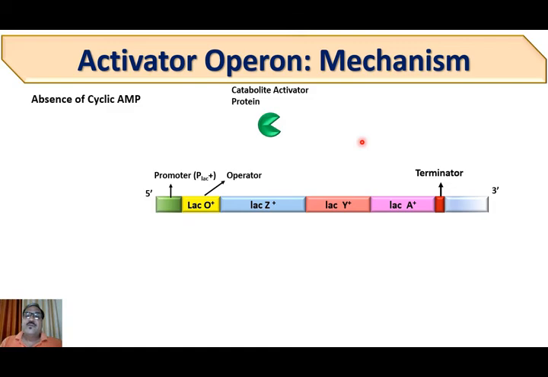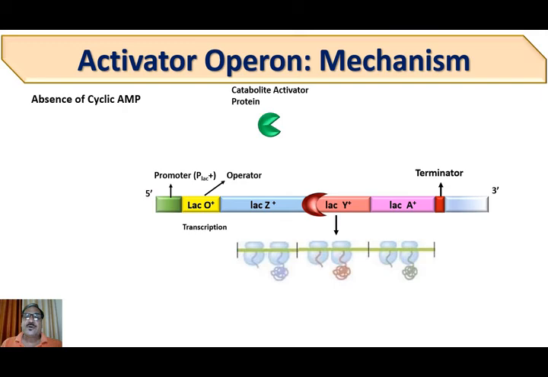Now, when there is sufficient quantity of sugar in the medium, there is no need for the alternative form of sugar. Hence, the cyclic AMP does not accumulate. So in absence of the cAMP, the CAP cannot bind with the promoter, and hence the protein synthesis occurs, but at a slower rate.